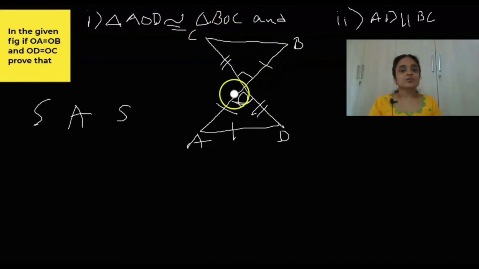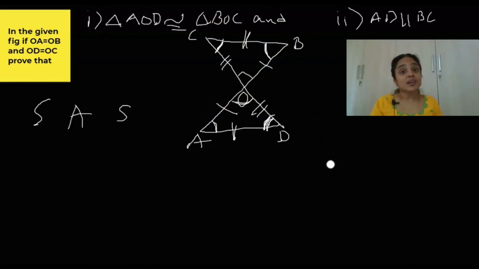We got that these two triangles, that is triangle AOD and triangle BOC, are congruent, which means this side is equal to this side, that is AD is equal to BC, and this angle is equal to which angle? These two sides are equal, which means these two angles are equal. That is angle ODA is equal to angle OCB, and these two angles, that is DAO and OBC, are also equal.